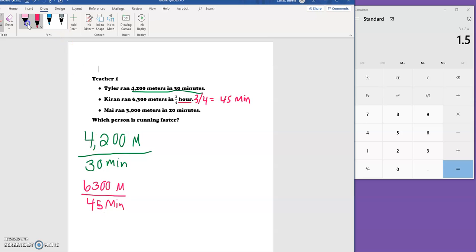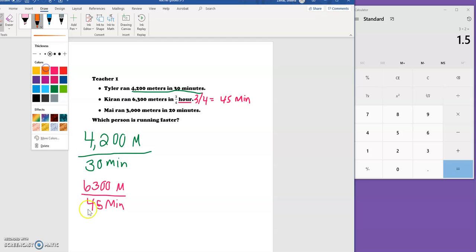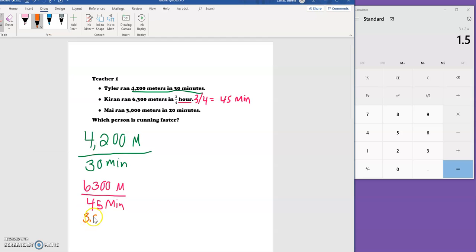And then our third person, Mai, is going 3,000 meters in 20 minutes.